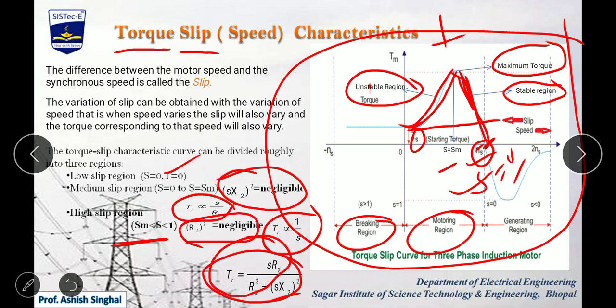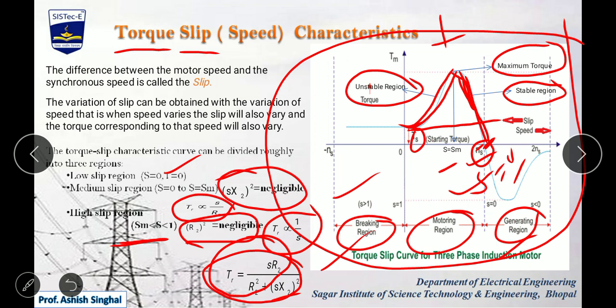Now come to the torque speed characteristic. When I'm talking about the torque speed characteristic, I've divided my characteristic into three regions. One is the motoring region, braking region, and generating region. In the motoring region, the slip will be positive. In the generating region, the slip will be negative, and in the braking region, the slip will be greater than 1.